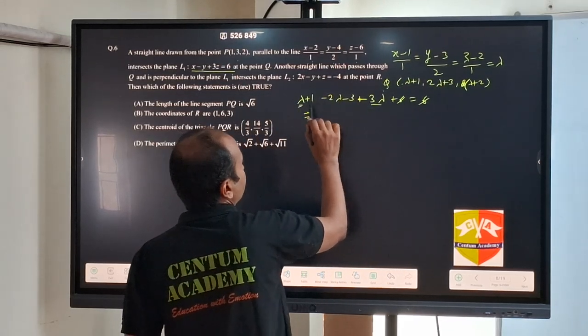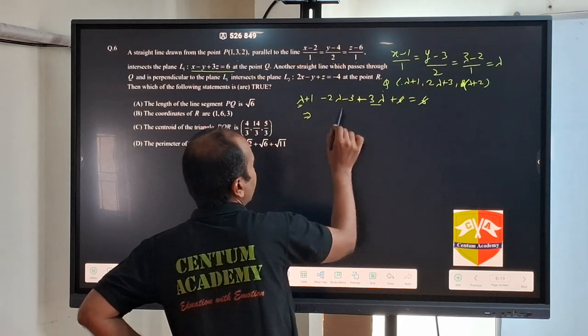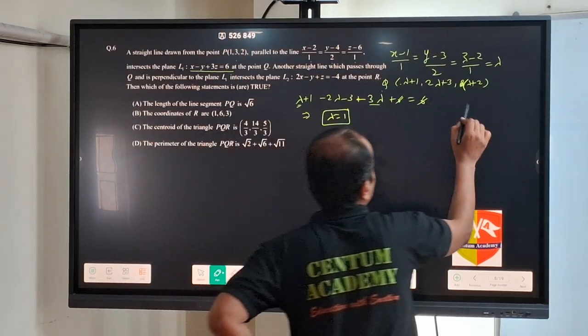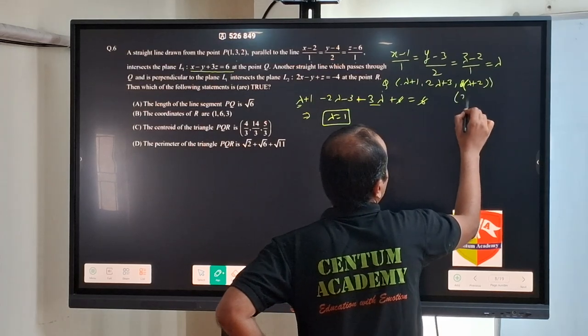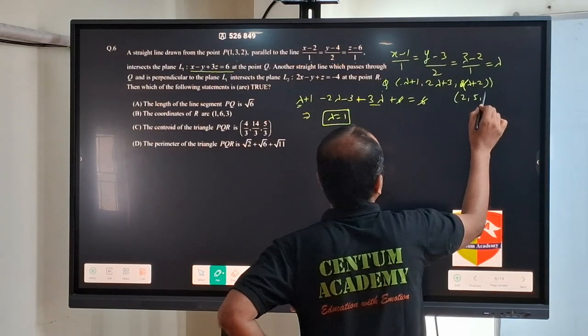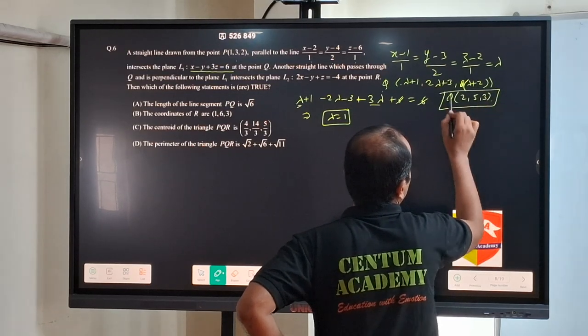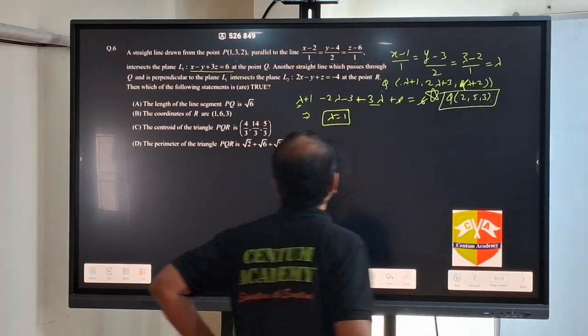3 lambda plus lambda, 4 lambda, 4 lambda minus 2 lambda is 2 lambda, 2 lambda equals 2, so lambda equals 1. And if you put lambda equals 1 here, the point turns out to be 2, 5, 3. That is my point Q. I have gotten point Q, very very important, we are going to remember this.